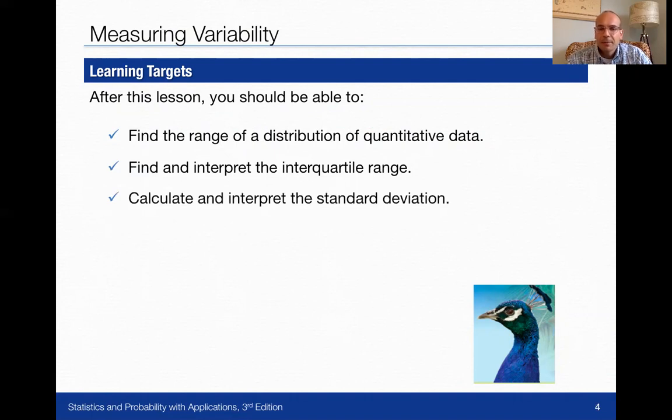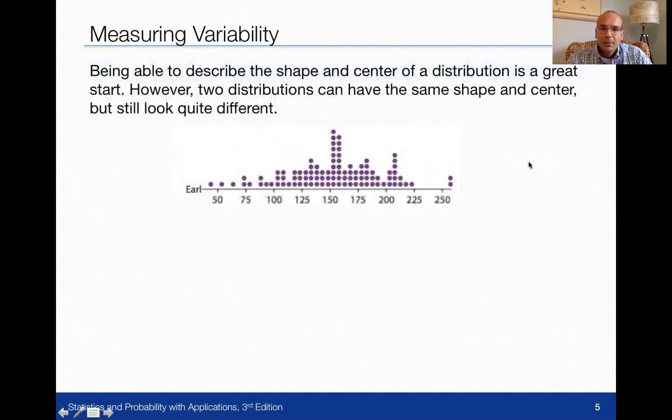Now, that is probably a brand new topic. It comes with notation, it comes with interpretation. So we will actually carry this over into the next class. But let's talk about variability. So being able to describe the shape and center of a distribution is a really nice start. But two distributions can have the same shape and center and look very different.